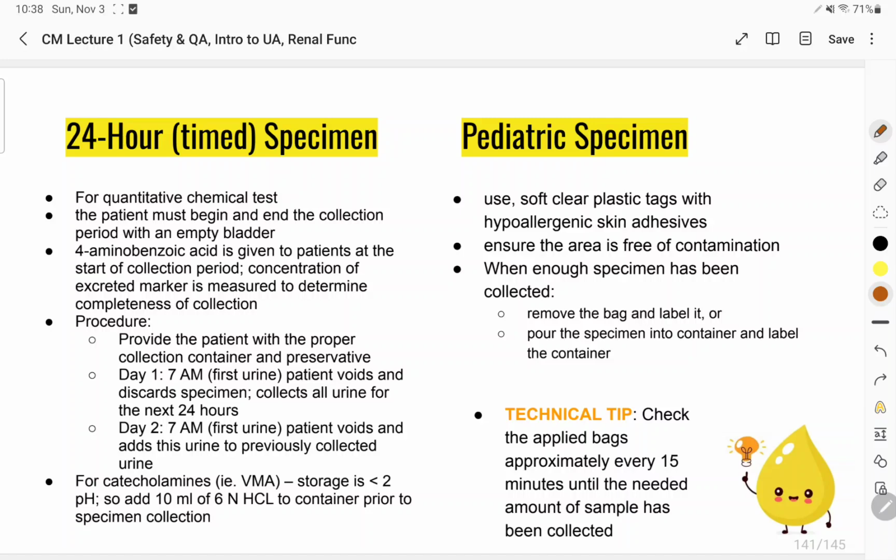Okay, for pediatric specimen, para sa mga bata, we use soft, clear plastic bags with hypoallergenic skin adhesives. We make sure that the genital area of the patient is free of contamination. When enough specimen has been collected, you remove the bag, label it, then pour the specimen into the container and label the container. For pediatric specimen, check the applied bags every 15 minutes until the needed amount of sample has been collected. Okay?